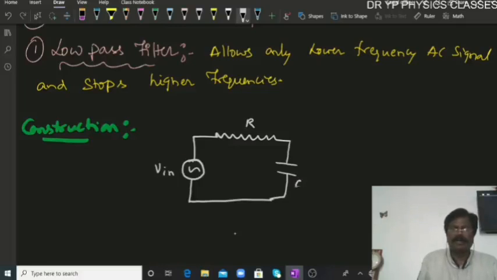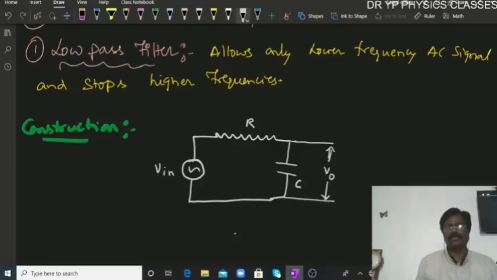Okay, R, and this is C. The output is going to be measured across the capacitor. Here I am going to measure the output. So this is the simple construction of a low pass filter. The construction is very simple. It is constructed using R and C.